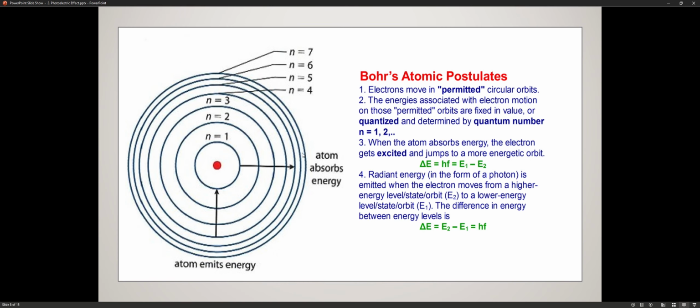And let's talk more about Bohr's atom, right? So the electrons exist in certain energy levels. There are multiple energy levels, and we call them N1, N2, N3. Obviously, these are energy levels.